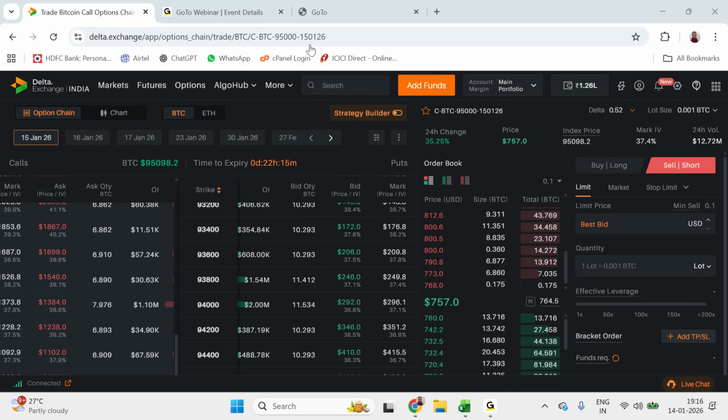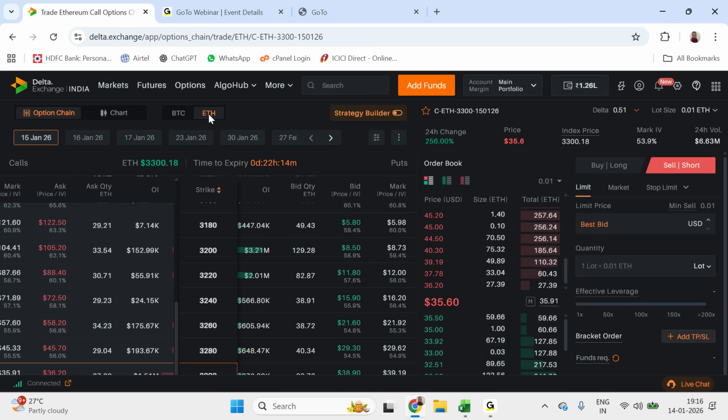I'm going for the ETH. BTC also you can form in that order, no problem in that. First we'll go with BTC or ETH. ETH is slightly better, if we can take 100 lots we are able to see the delta. BTC we have to go with lesser lots.